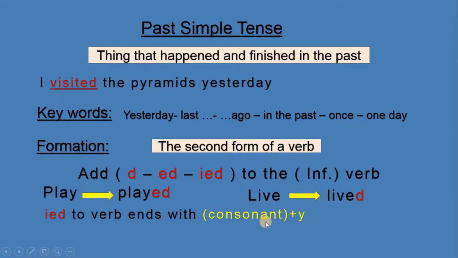For example, the verb study. It ends in y as you see, preceded by the letter d, and d is a consonant. So we cancel y and put ied instead, so it becomes studied. This was about the regular verbs.